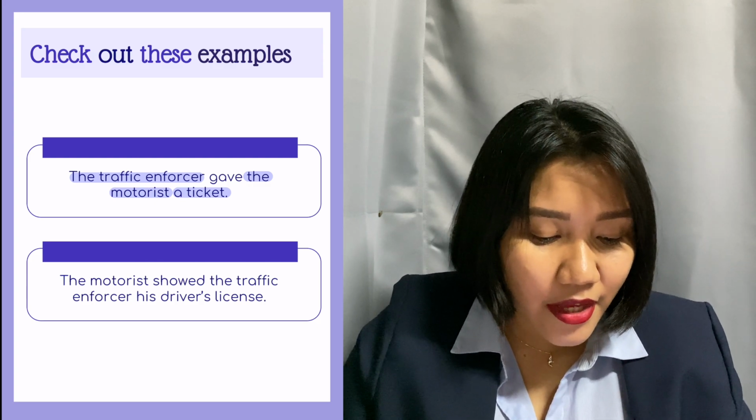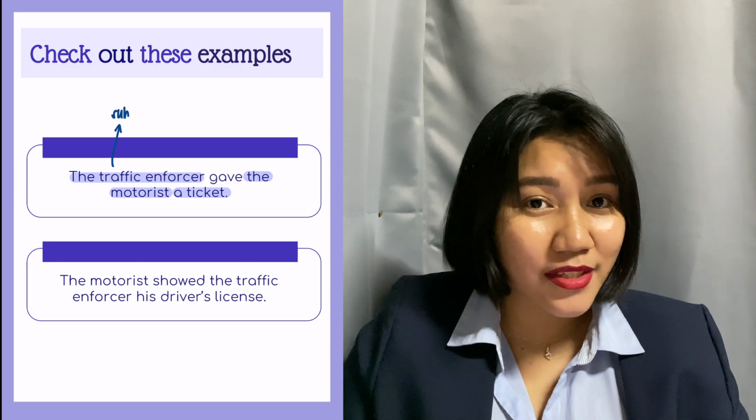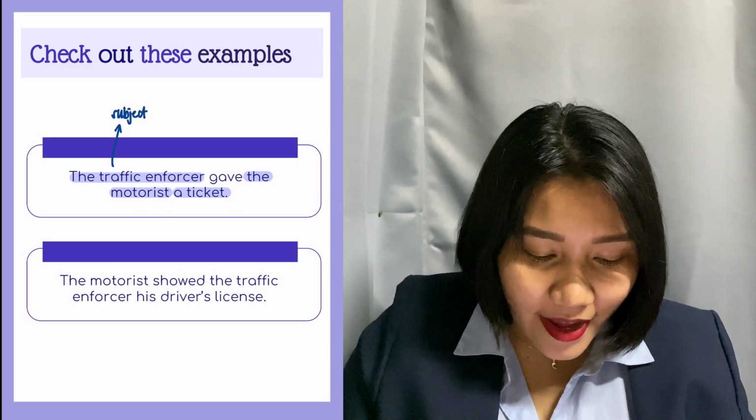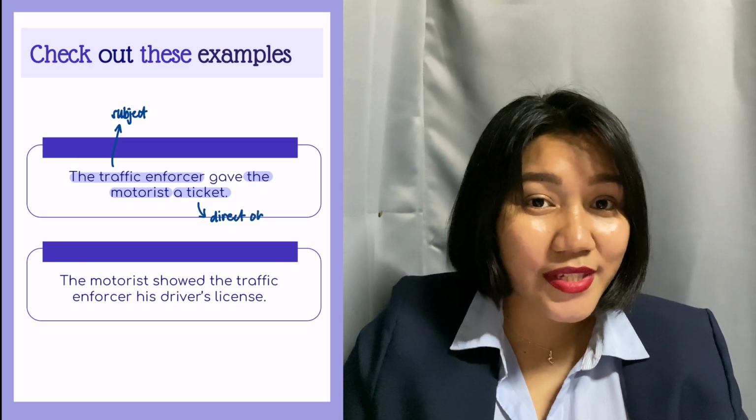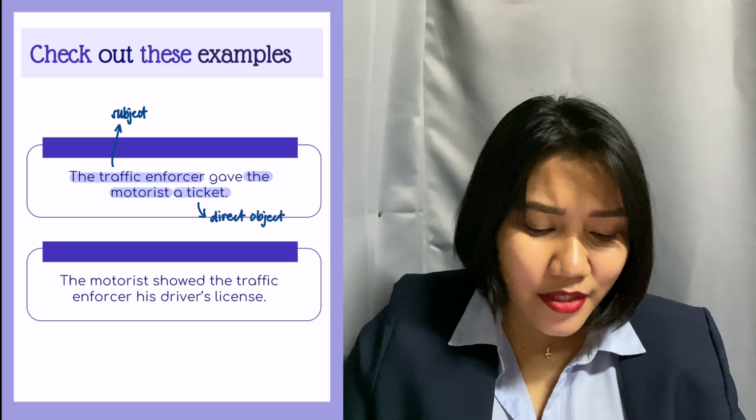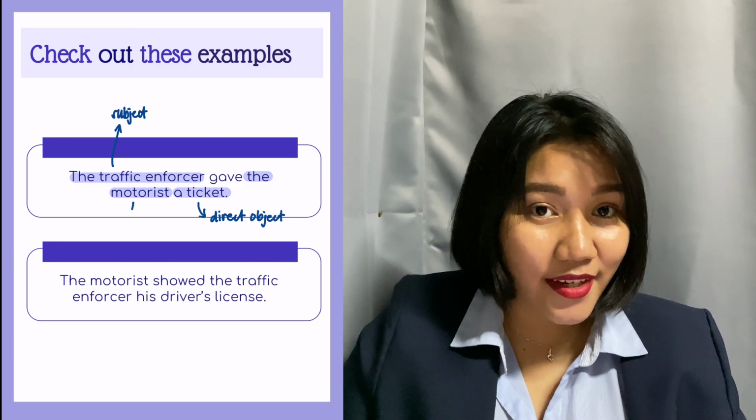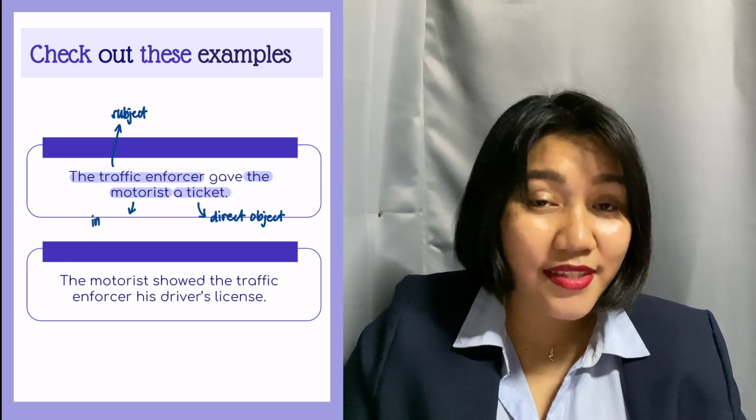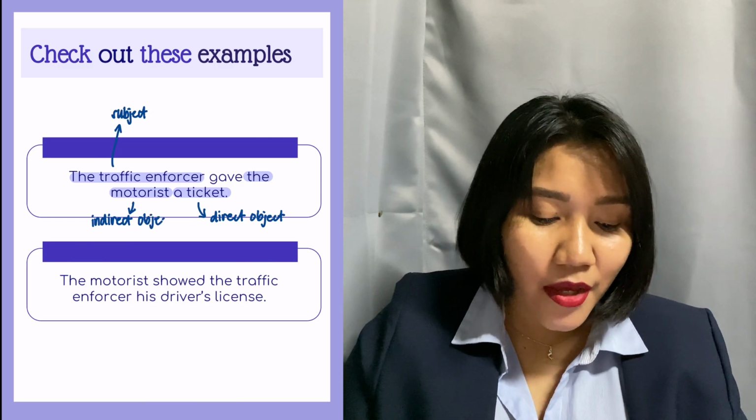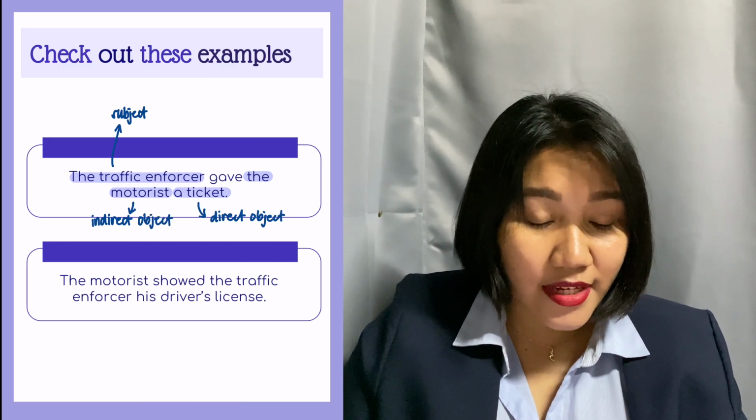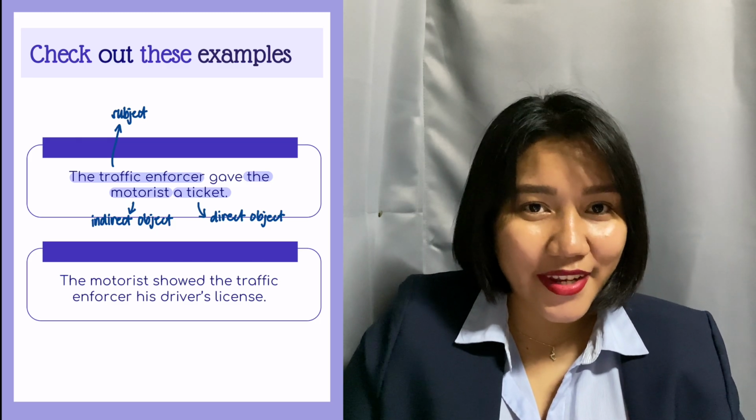In this sentence, the traffic officer is functioning as a subject as it is the one that is being talked about in the sentence. And a ticket functions as the direct object as it receives the action of the verb and answers the question the traffic officer gave what? A ticket. And the last noun, the motorist, functions as the indirect object as it answers the question the traffic officer gave a ticket to whom? The motorist. Let's take a look at the next sentence.